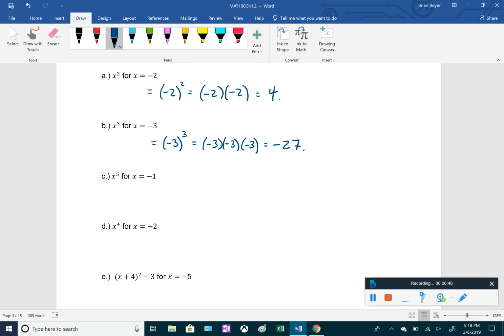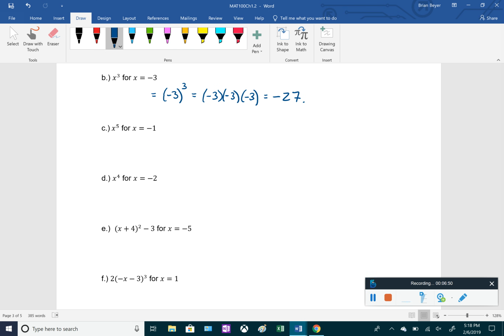So let's do x to the 5th for x equals negative 1. So that's negative 1 to the 5th. You could write this whole thing out. What I'm going to do is recognize that it's an odd power, so it's going to be negative. And then 1 raised to any power is 1, so I'm just going to say it's negative 1. So negative 1 to the 50th power would be positive 1, because 50 is an even number.